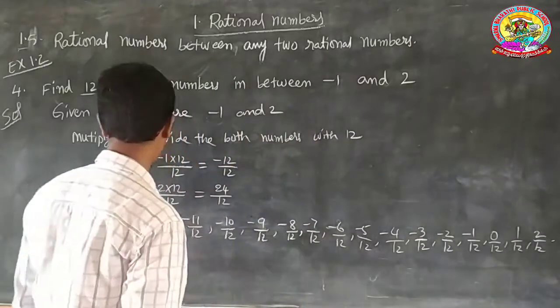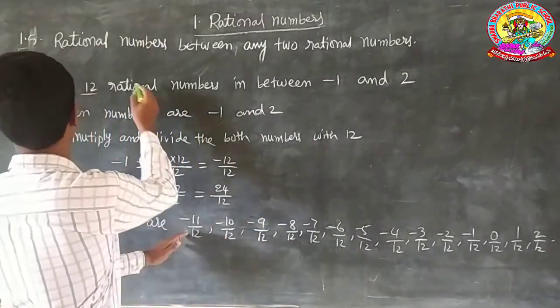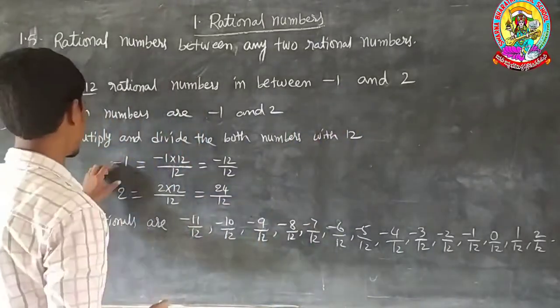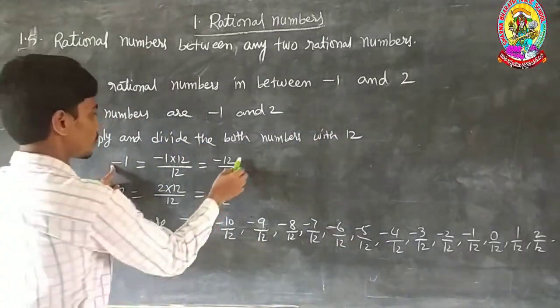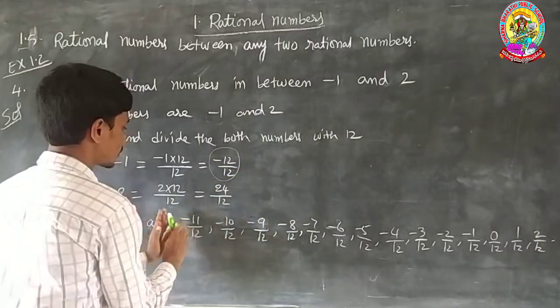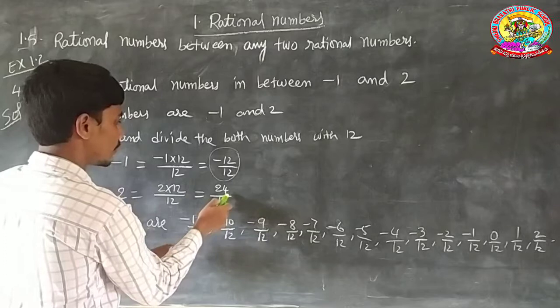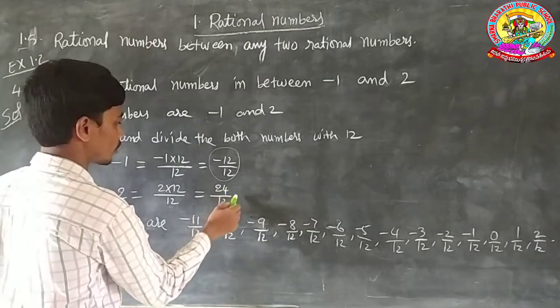In this, choose any 12 rational numbers in between -1 and 2, because -1 is equal to -12 by 12. All the numbers are after -12 by 12 and before 24 by 12.